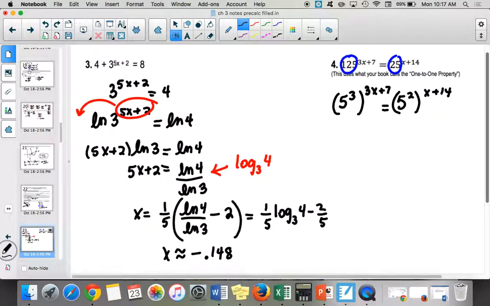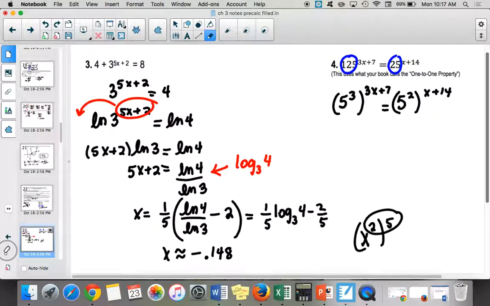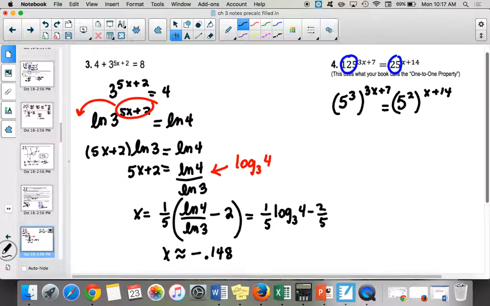And we know our laws of exponents say that if I had like x squared raised to the 5th, I would multiply those powers, right? And have x to the 10th. That's what we're going to do on this as well. So we're going to multiply our powers. So we're going to have 5 to the 9x plus 21 equals 5 to the 2x plus 28.